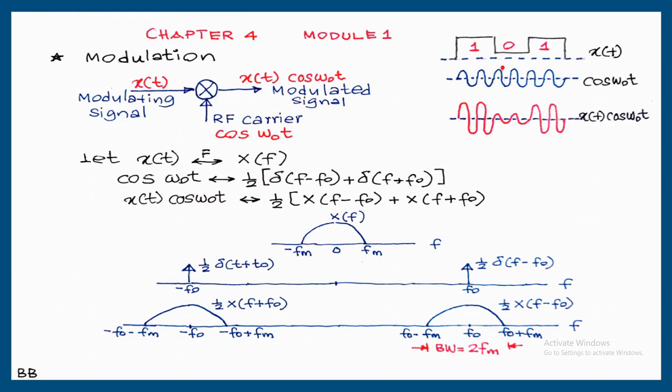When cos omega 0 t is multiplied with the 0.5 volts, the amplitude of cos omega 0 t is decreased. This is the modulated signal, x of t cos omega 0 t. Here the amplitude variation is carrying information. That is why this is amplitude modulation.